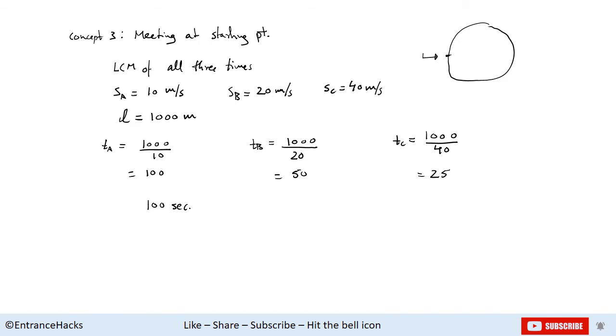So now we'll go to the next concept. Concept 4 is the concept of how many times they will meet on the circular track, right? So concept 4 is the number of times runners meet in a circular track.